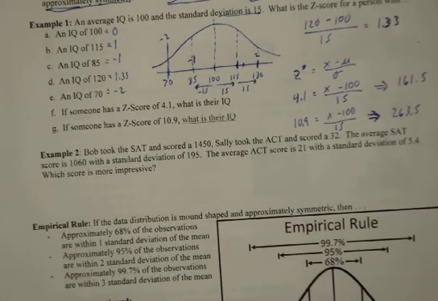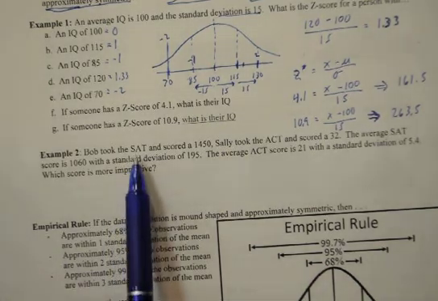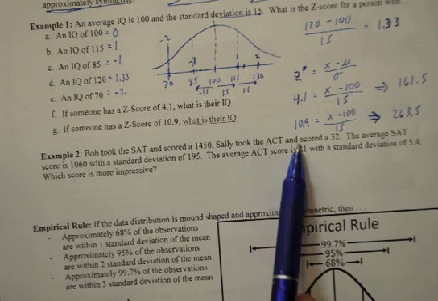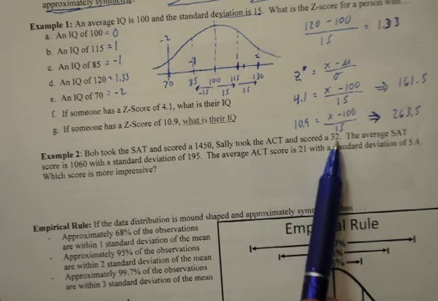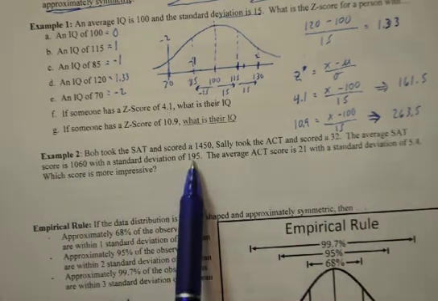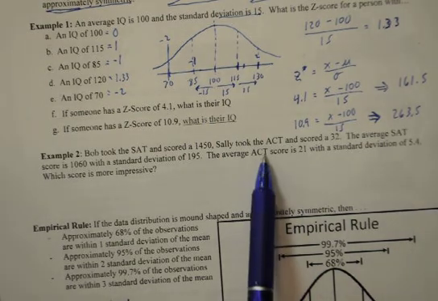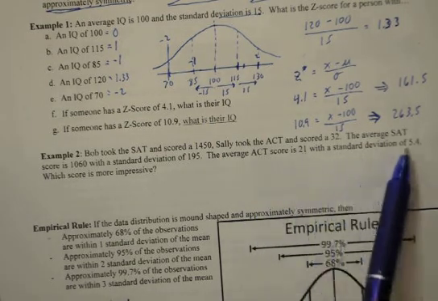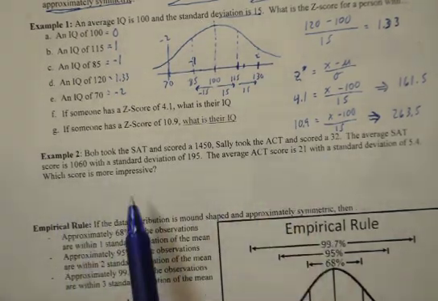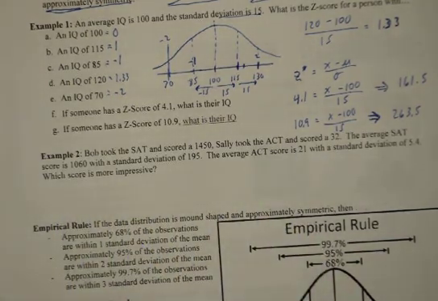Example 2. Bob took the SAT and scored a 1450. Not bad. Sally took the ACT and scored a 32. Not bad. Now the average SAT is 1060, standard deviation 195. The average ACT score is 21, standard deviation 5.4. Who did better? So this is where standardizing is a good thing.